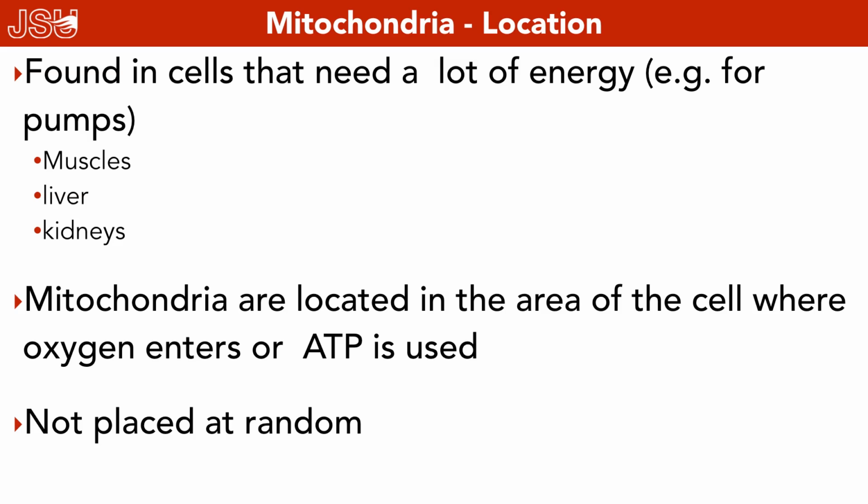For example, with muscle cells, you're going to see a lot of mitochondria because you need ATP to make a muscle work. You also need ATP to make a muscle relax, too. So you're going to see a lot of ATP production there, and a lot of mitochondria there. They're not placed at random. The mitochondria needs oxygen to work, so you're going to see it closer to places where there's oxygen. Okay.